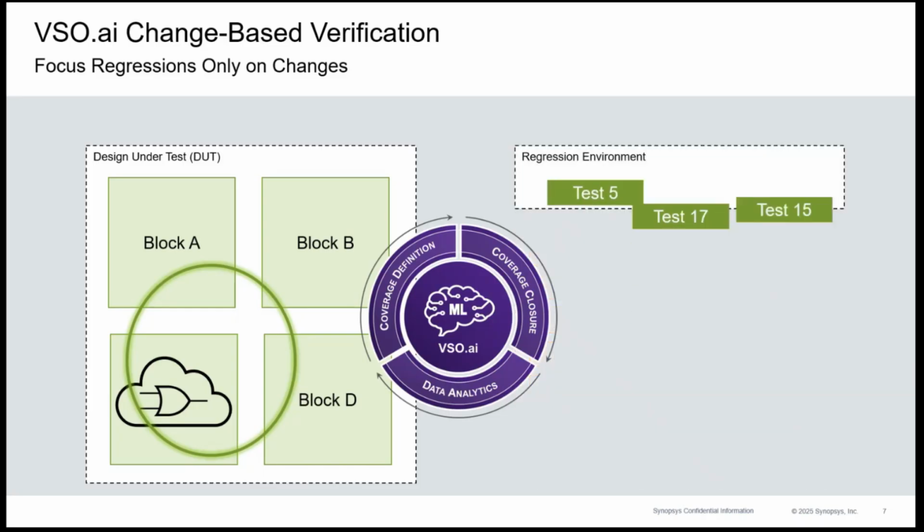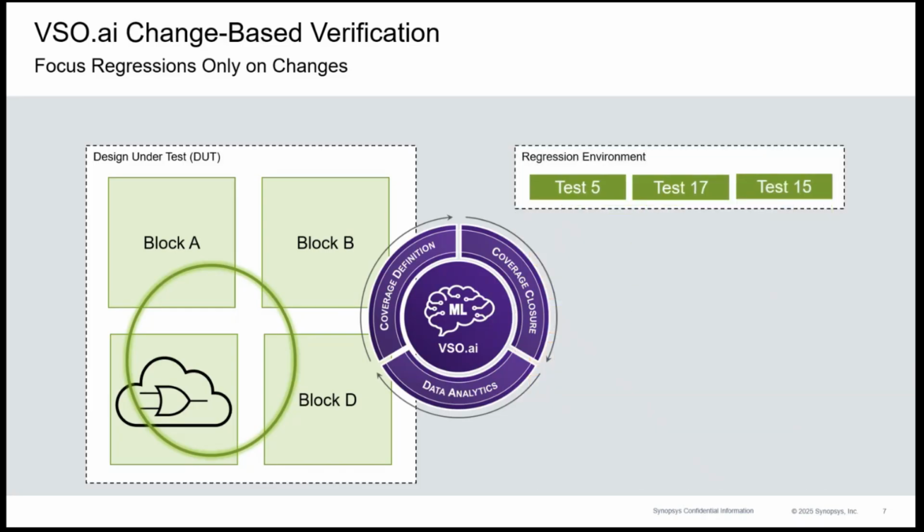Why? Because VSO.ai employs change-based verification, which detects any RTL change and its cone of influence to select the tests for the regression run. So the new regression run would run tests 5, 17, and 15, which are affected by the changes in block C. So thereby, it focuses on changes and improves productivity by running only the tests that are affected by the changes.